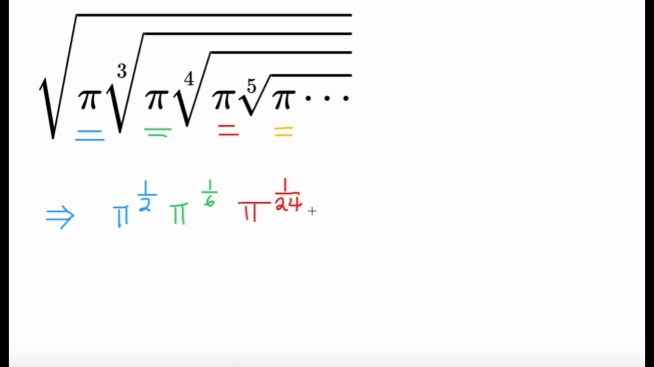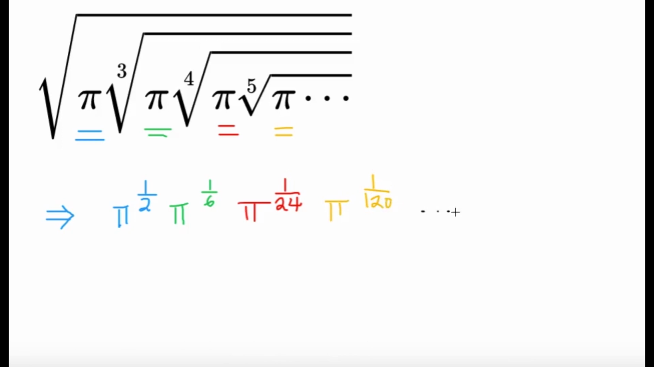And then for the yellow, you can do the same. It's going to be the 5th root of the 4th root of the cube root of the square root. So 2 times 3 times 4 times 5. I guess you can see the pattern here already. It's going to represent pi raised to 1/120. So the yellow pie, we can represent as the 120th root of pi.